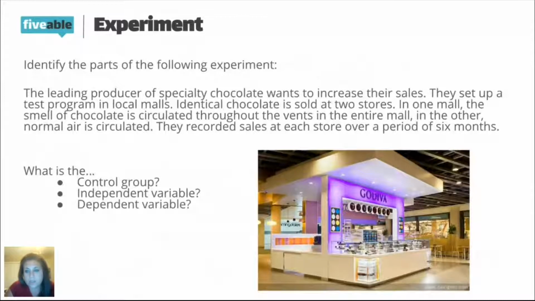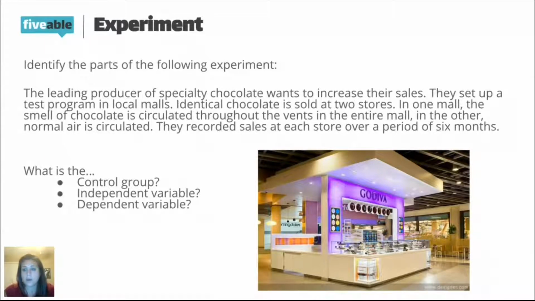So if people want to, just in the chat, take a chance at what is the control group, what is the independent variable, and what is the dependent variable. So for control group, people in the area where the air is normal, because nothing's happening to them. They're just going about their everyday normal business at the mall. And so that's the normal air group, is the control group. They have not been manipulated in any way.